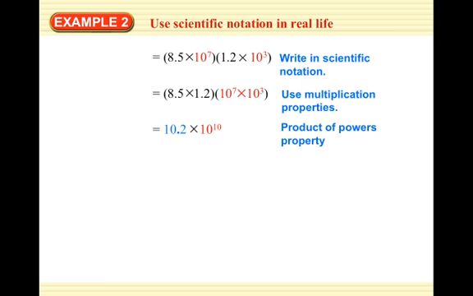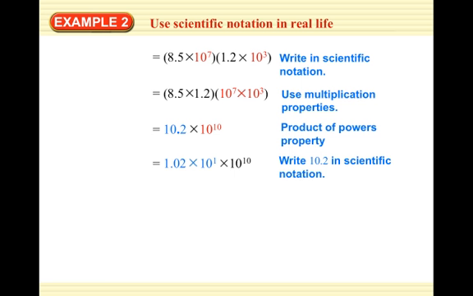So 10.2 is too big. We need to write that as 1.02 times 10 to the 1st. So if we write 10.2 in scientific notation, that's equal to 1.02 times 10 to the 1st, because we move the decimal over 1 place. So we'll have 1.02 times 10 to the 1st times 10 to the 10th power.